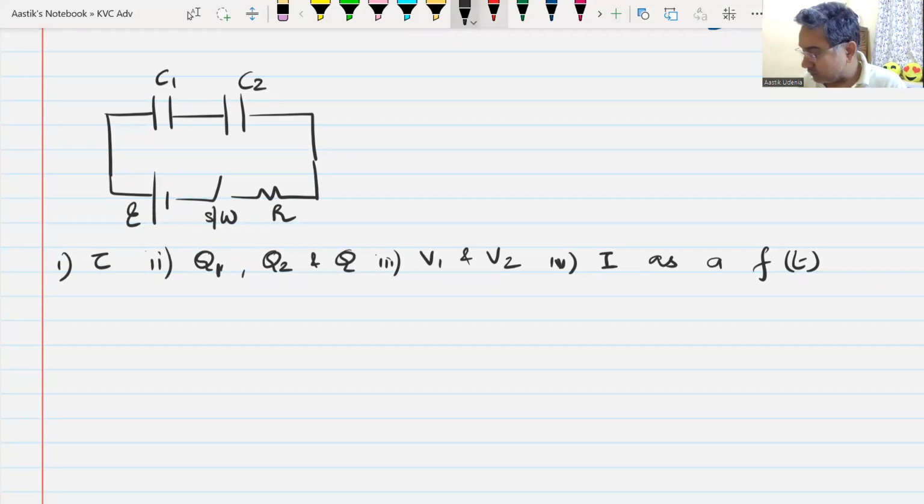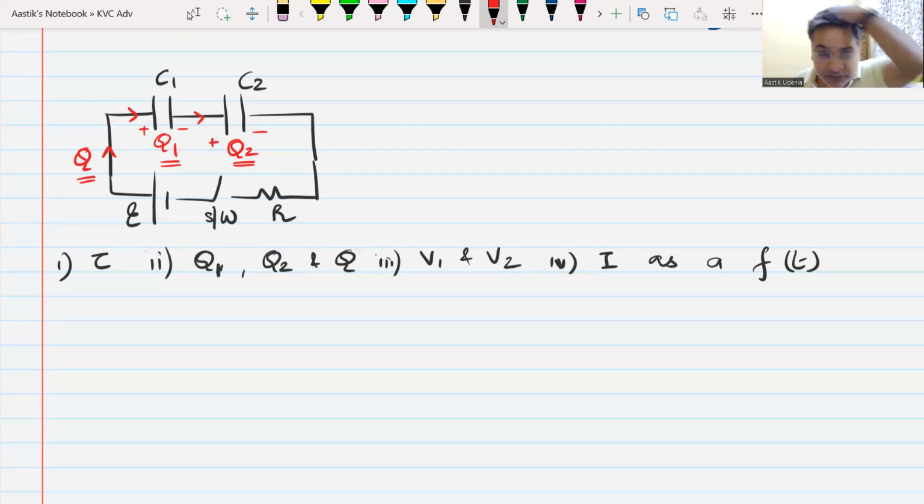So how are we supposed to do this? Whatever charge is flowing in the circuit, the same charge will be deposited here. All the capacitors are uncharged, and the same charge will be deposited here. Yes or no? So Q1, Q2 and Q are all going to be same because the current flowing in the circuit is going to be same. Do we understand this? Yes, sir. Now what you can do is, we don't know the formula for two capacitors, but we know the formula for one capacitor if it is connected to one resistance.